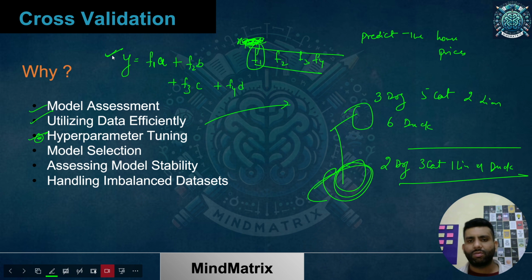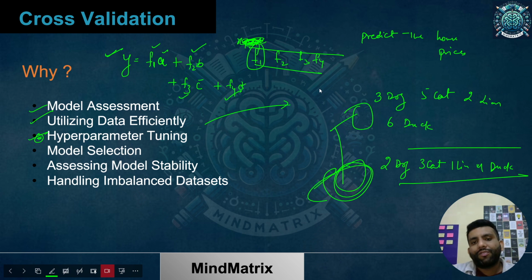Yes, this can be done. And what our machine learning algorithm will learn is what must be the weightage of feature 1, what must be the weightage of feature 2, what must be the weightage of feature 3, and what must be the weightage of feature 4 to predict our house prices. And how are we identifying that weightage? With the help of this A, B, C, D.